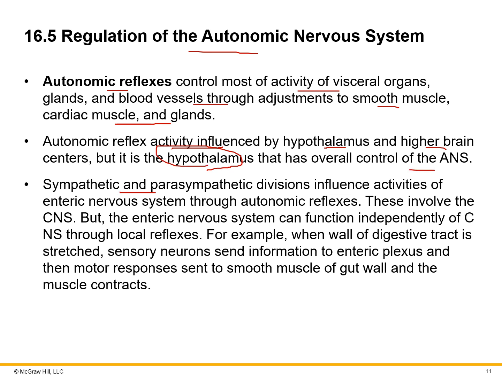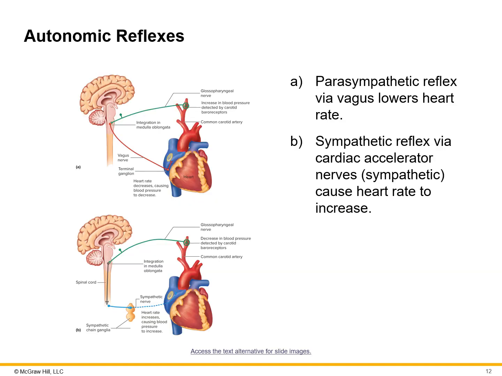Now, the sympathetic and parasympathetic divisions influence the activities of the enteric nervous system using those autonomic reflexes. So these involve the CNS, but the enteric nervous system can function independently of the central nervous system using these reflexes. So, for example, the wall of the digestive tract is stretched. Those sensory neurons send information to the enteric plexus, and then motor responses are sent to the smooth muscle of the gut, and the muscle contracts. So it doesn't have to go all the way to the brain.